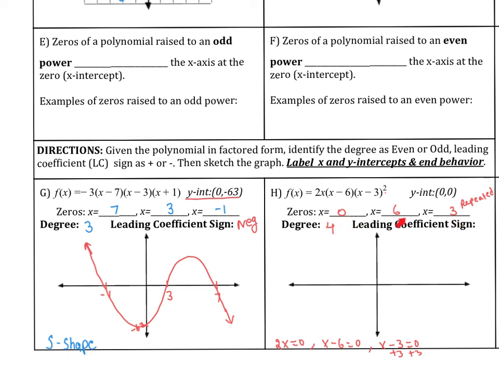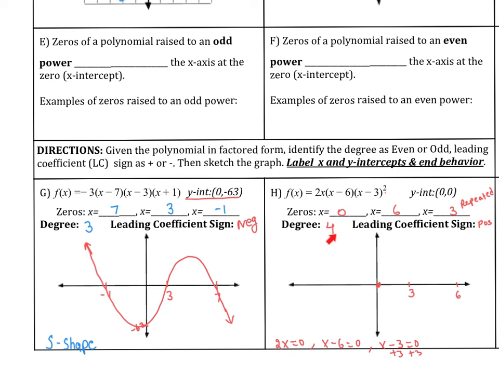So I'm going to plot all of these on my graph right here. So what I have is 0 and 3 and 6. The y-intercept is 0, 0. So this one is my y-intercept. The leading coefficient sign is positive. So it means it's a fourth degree, degree 4.